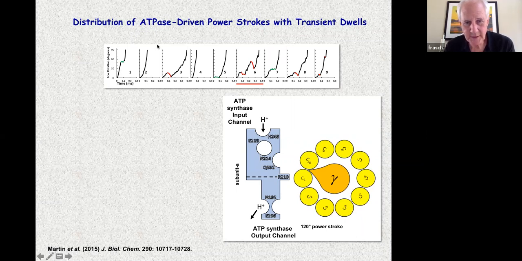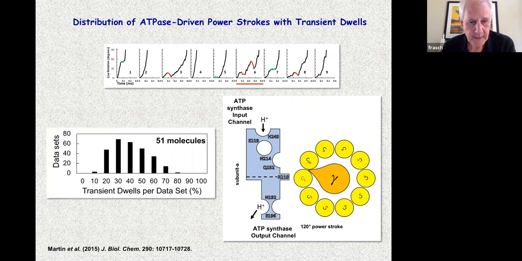So we collect a series of data. In one data set, we'll collect about 300 of these power strokes. And then we take the average of what percent were having transient dwells. Now we take thousands of data sets from 51 different molecules on average, and now we get a distribution. And you can see that even though the average of this distribution would be down around 30%, some of these molecules are pumping out 80% having the transient dwells.